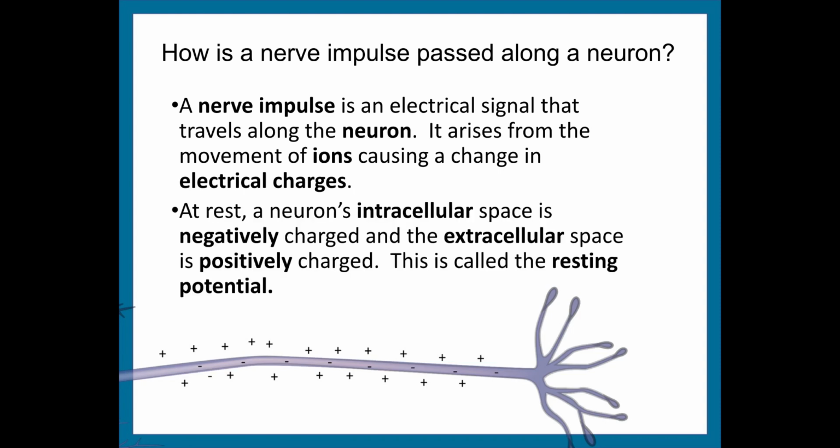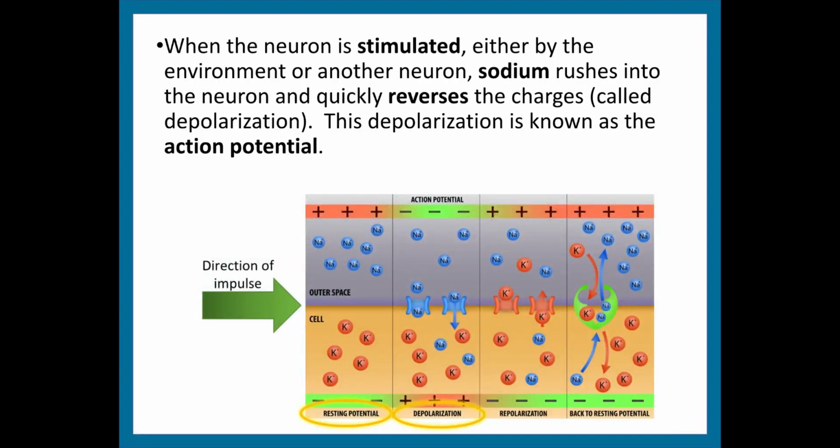At rest, a neuron's intracellular space, that's inside, is negatively charged, and the extracellular space, that's outside, is positively charged. And this is called the resting potential. Now, when a neuron is stimulated, either by the environment or another neuron, sodium rushes into the neuron and quickly reverses the charges. And this is called depolarization. This depolarization is known as the action potential.